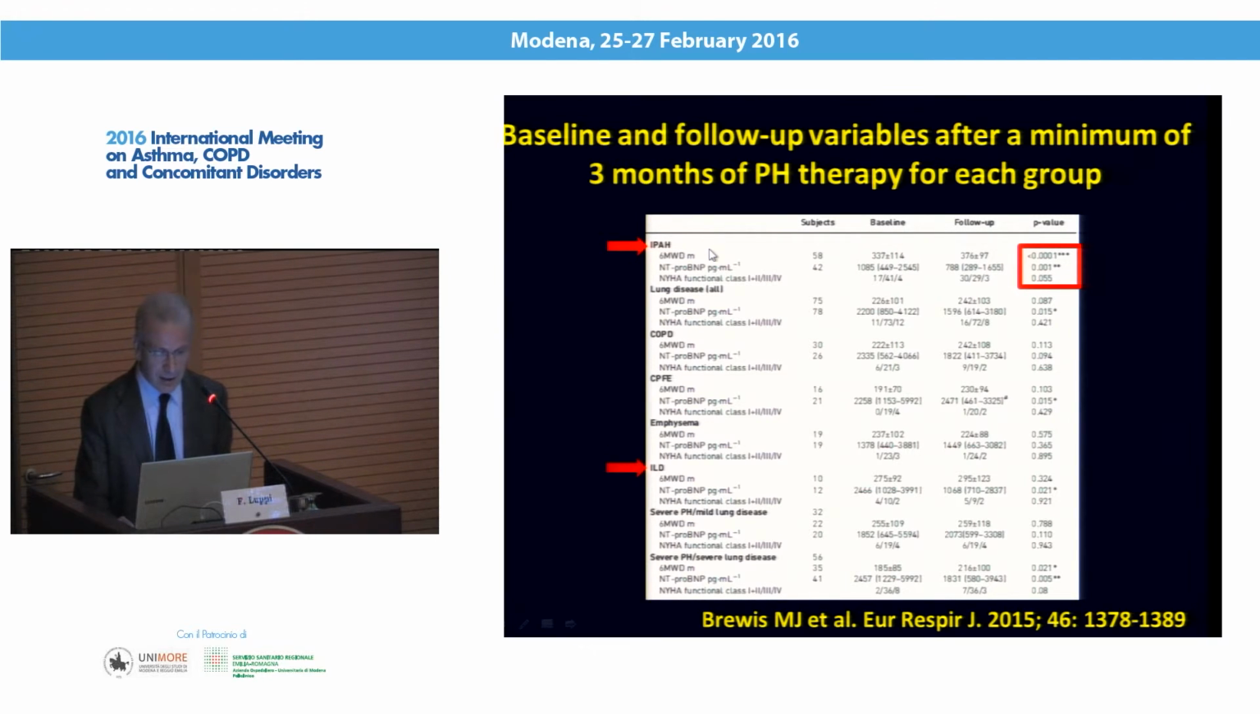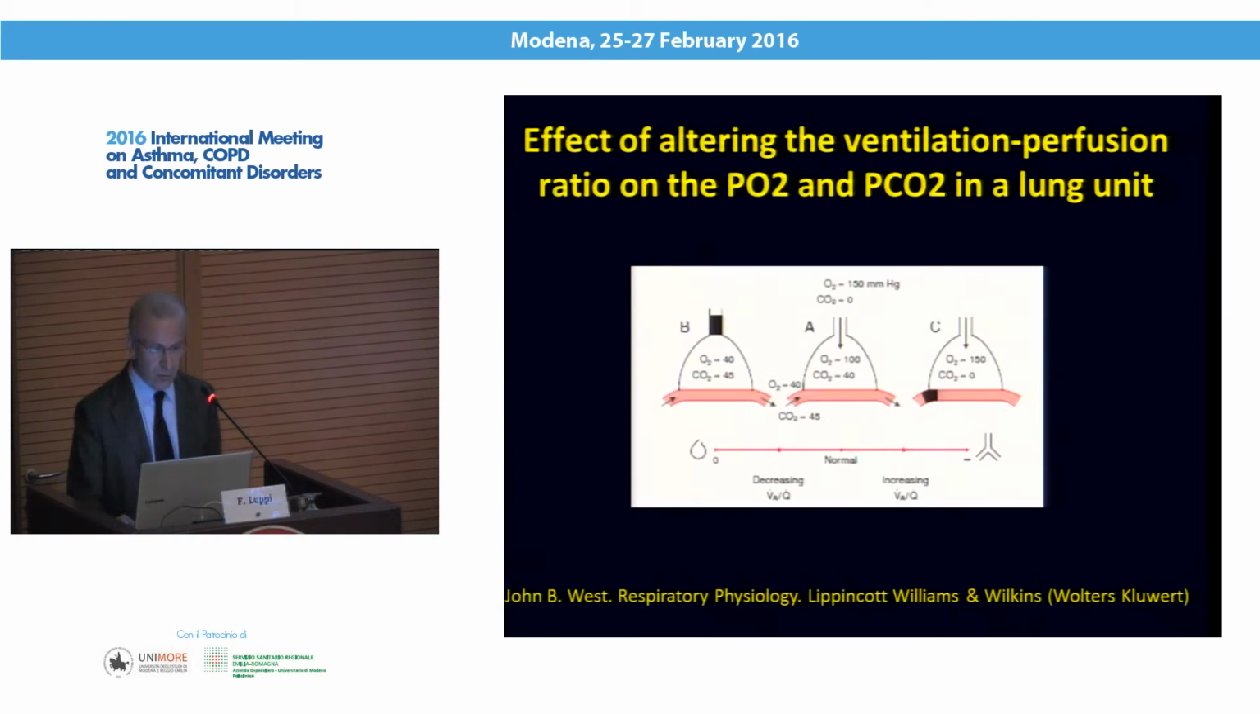This wasn't the case in interstitial lung diseases, in which we had a reduction in the circulating level of BNP, but both the 6-minute walking test and the New York Heart Association functional class were not statistically significant. And of course, the question at this stage is, why this difference? We probably don't know too much.